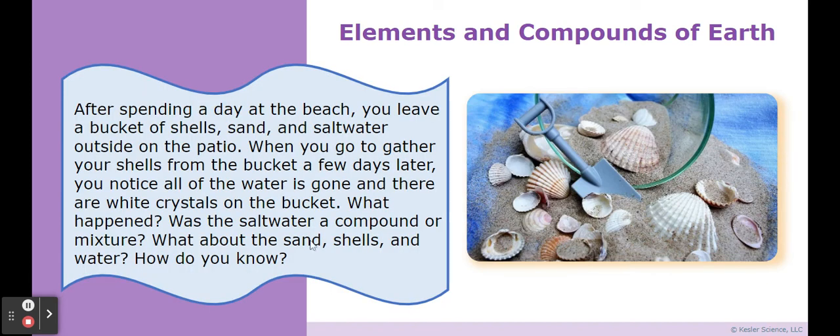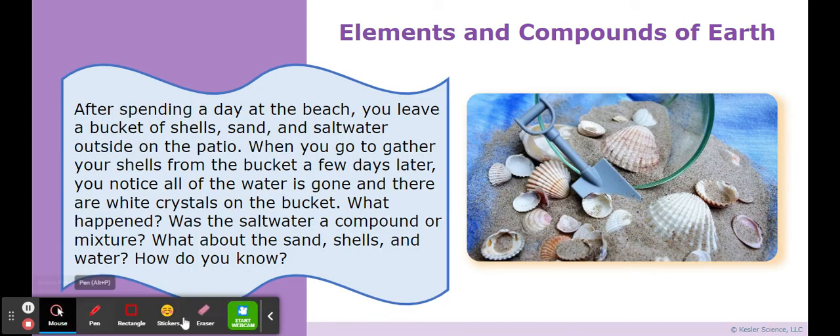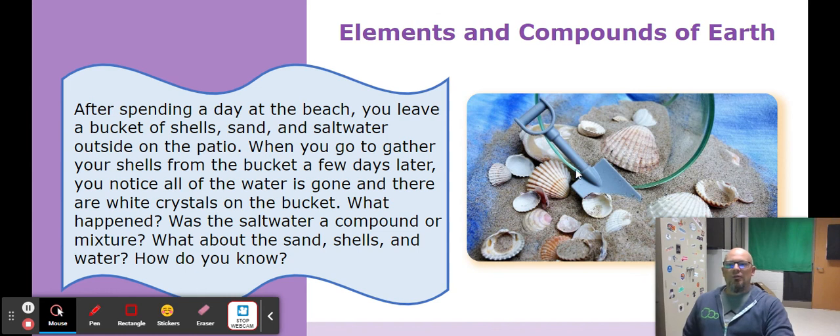One last slide, just some things for you to think through. I want you to imagine that you've gone to the beach and spent a day at the beach, and you have a bucket of shells and sand and salt water, and you just take it back up to wherever you're staying and you leave it on the patio or the balcony or the steps there. When you go back and you gather the shells from the bucket a few days later, you notice that all the water is gone and there are white crystals on the bucket.